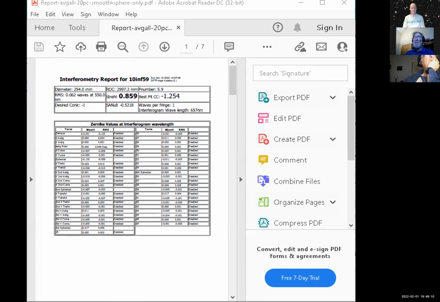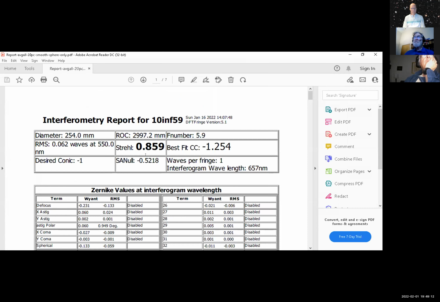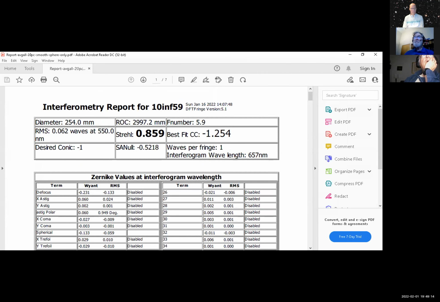Okay, I'm going to do a share here and we'll go look at the report. So what happens is that you get this report that prints out. It says here, when I did a lot of smoothing, here's my 10-inch, F5.9. I got a Strehl of close to 0.86, which is pretty good.